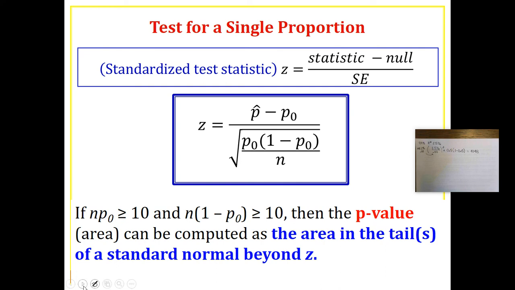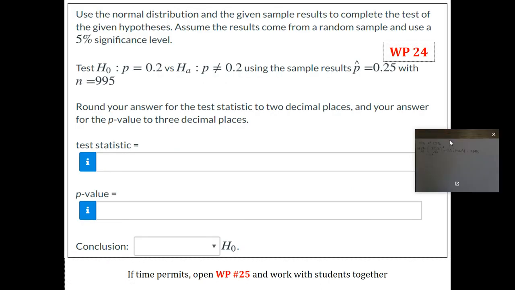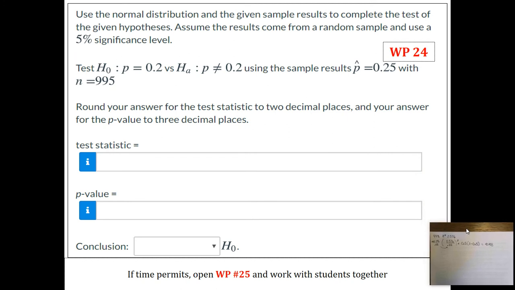So let's look at our first one here. Actually, our only one here, I think. Question number 24. It says, use the normal distribution and given sample results to complete the test of the given hypothesis. Assume that the results come from a random sample and use a 5% significance level. So we have some really important information here.